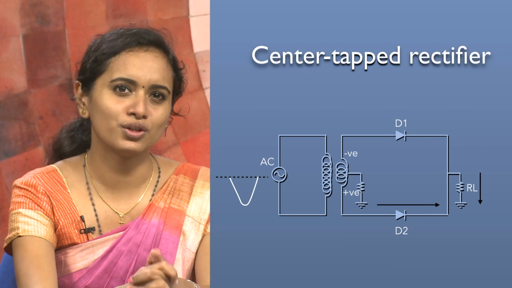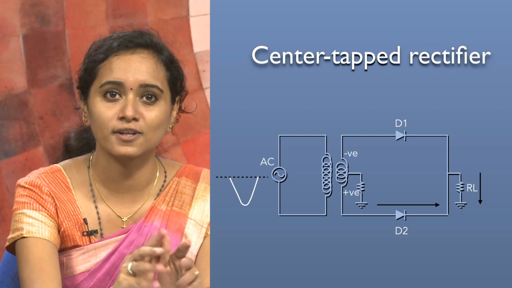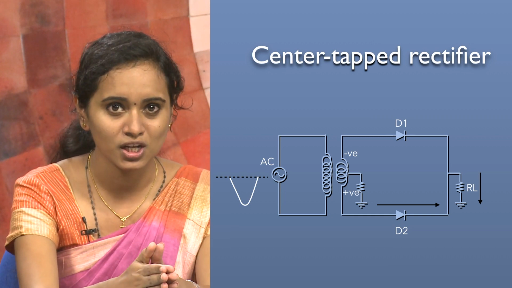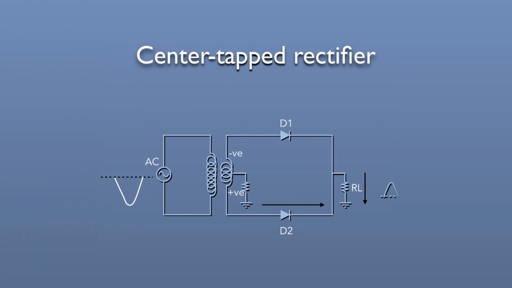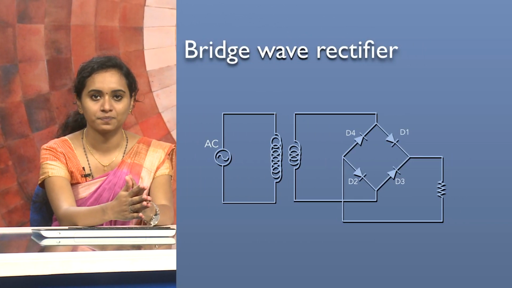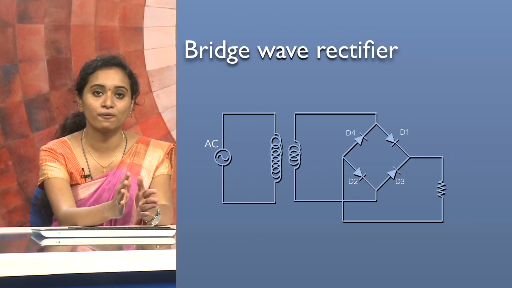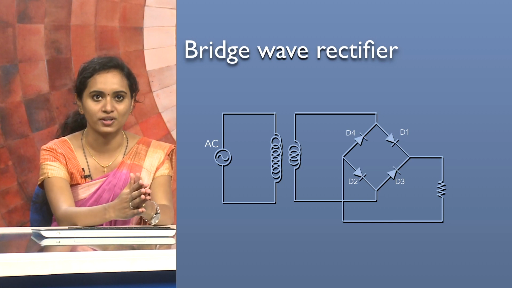Since the output current during both the positive and negative portions of the input cycle is in the same direction through the load, the output voltage developed across the load resistor is a full wave rectified DC voltage. That was the working of a center tap full wave rectifier. What is left is the second type of full wave rectifier, called the bridge rectifier. The bridge rectifier uses 4 diodes connected in a bridge configuration.